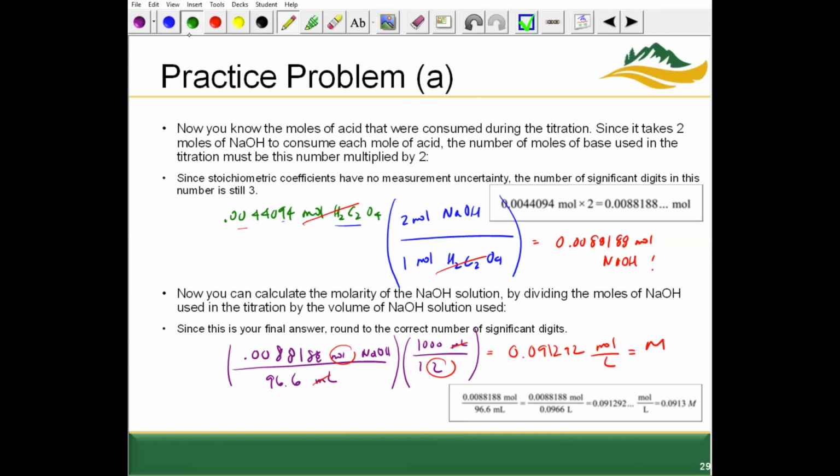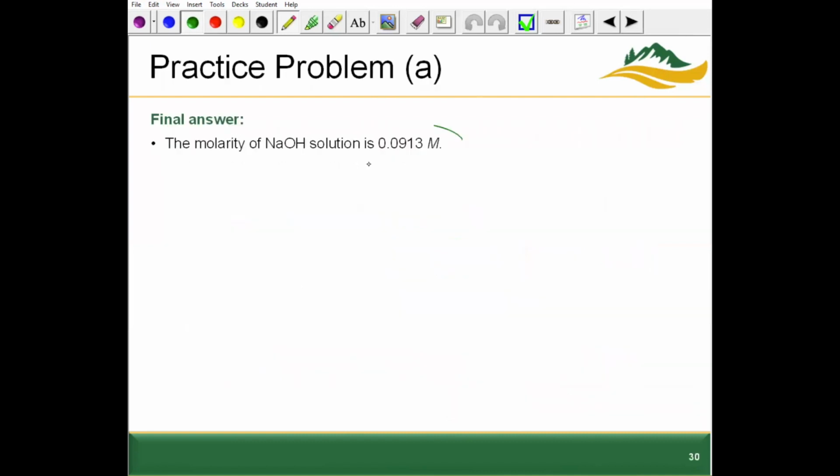To report this in just 3 sig figs, here's our first sig fig, 1, 2, 3. This 9 bumps this 2 up to a 3, so 0.0913 molar of NaOH. So then here is indeed our final answer of sodium hydroxide in the correct units of molarity.